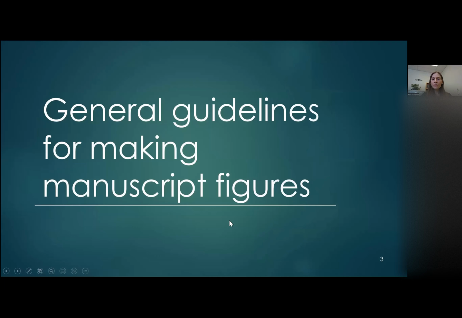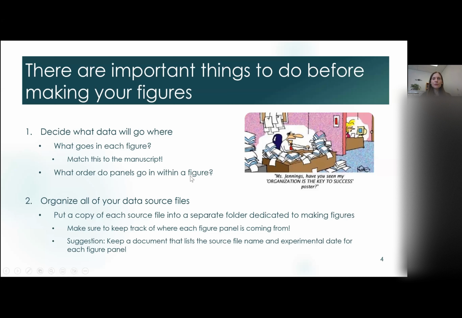All right, so some general guidelines for making manuscript figures. Organization is a little bit key to doing this, and I know that's a lot easier said than done. But in an ideal world, a good modus operandi is to decide where your data is going to go. So this is usually going to be thinking about what is the content of each figure that I want to build, what panels are going to go into the figure, and it's a really good idea as much as possible to match this to the order of the manuscript.